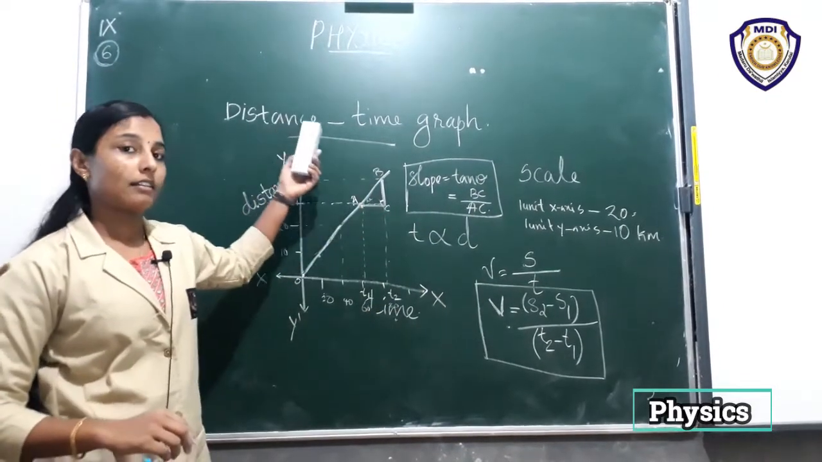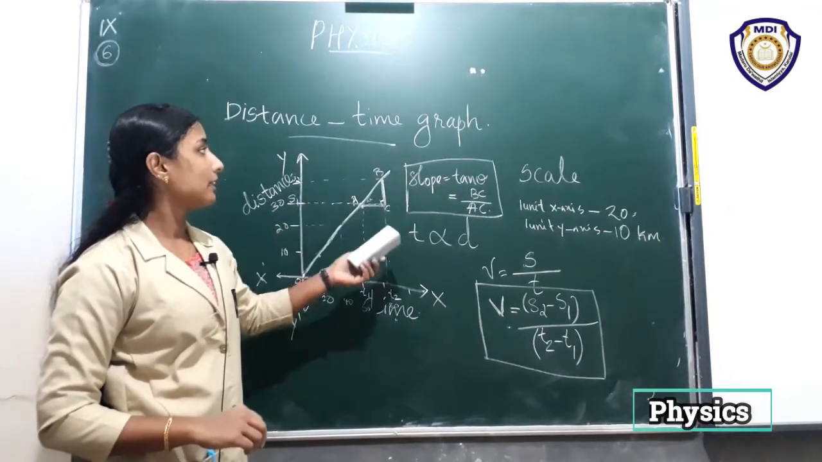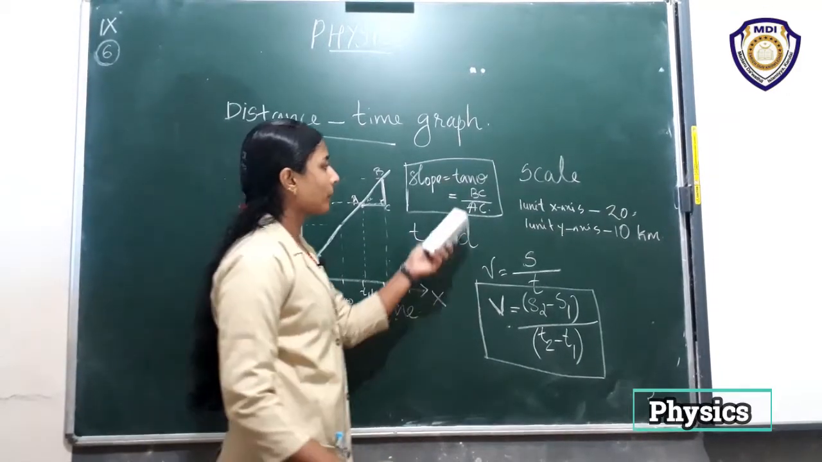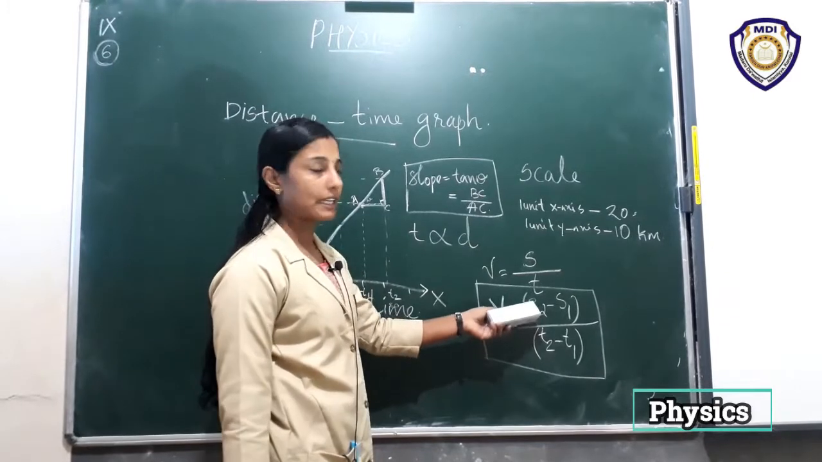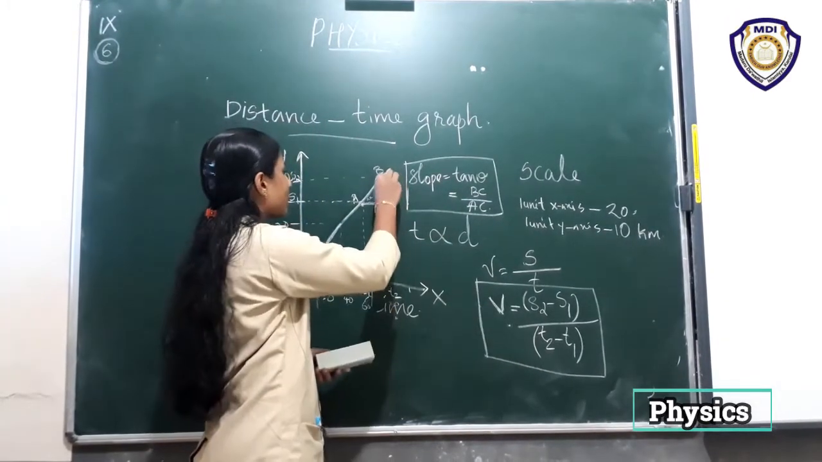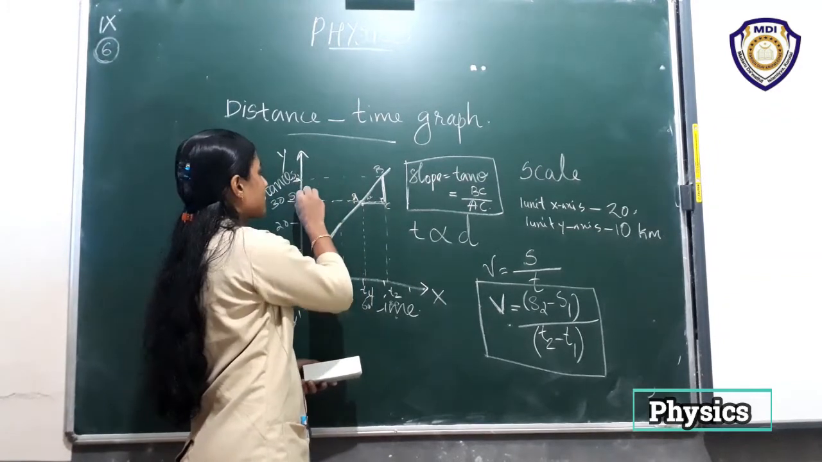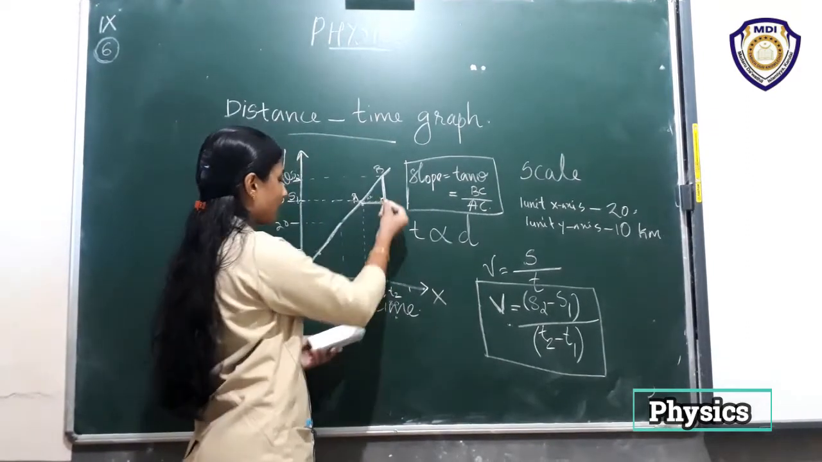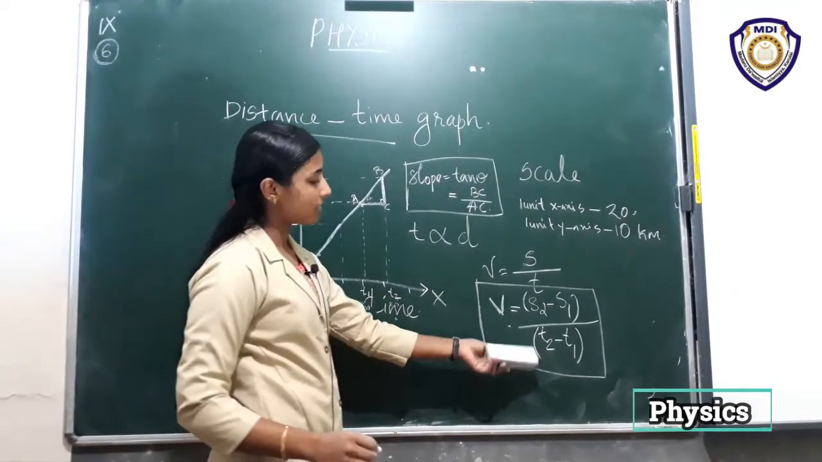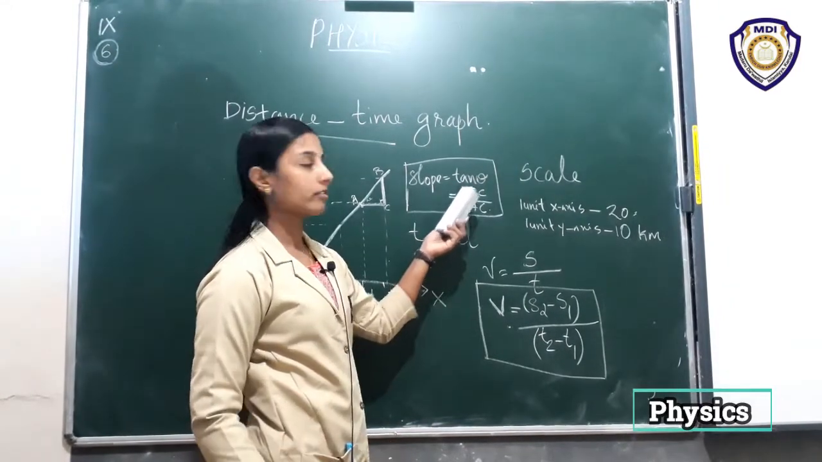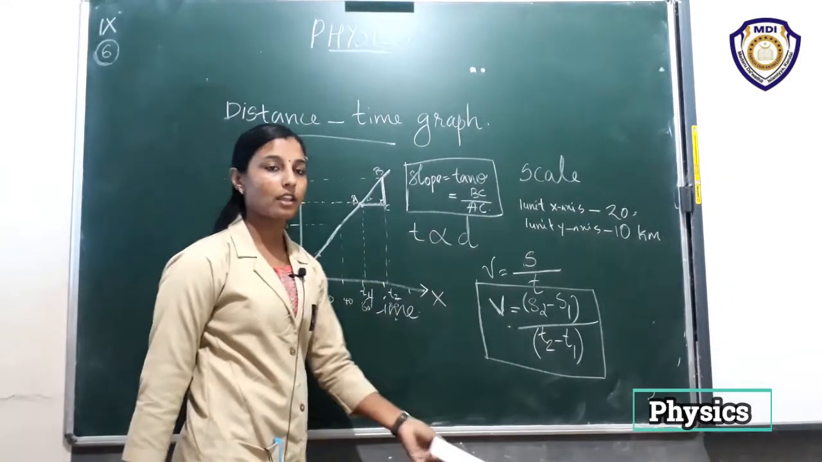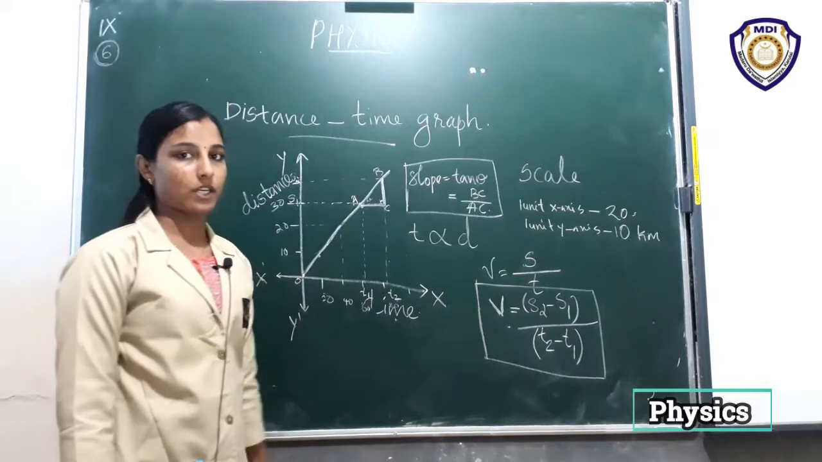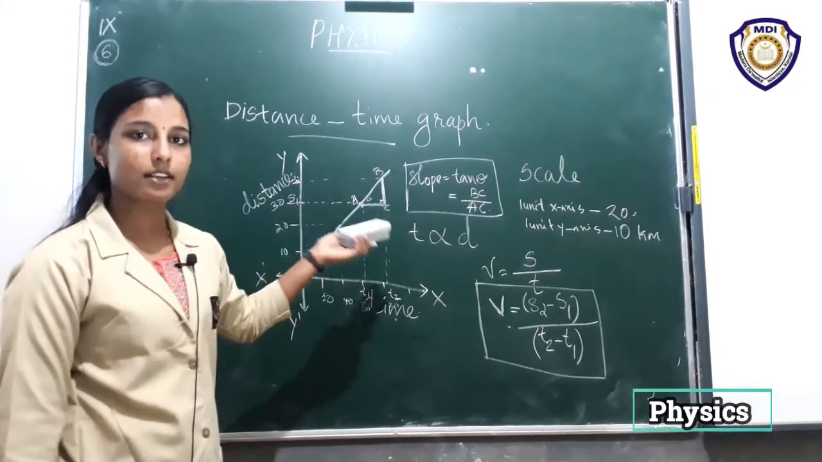So this gives the slope, gives the speed. That means when we are drawing a distance time graph, the slope of the graph will give the speed of the object, right? So this is what we have done here. BC is this distance, that is S2 minus S1, and AC is this distance, that is T2 minus T1. We did this with the help of tan theta. That means the slope of the distance time graph will give the speed of that object. Okay, hope you understand this.